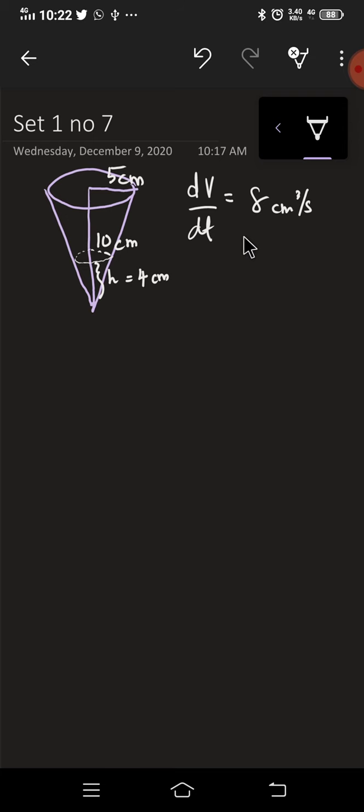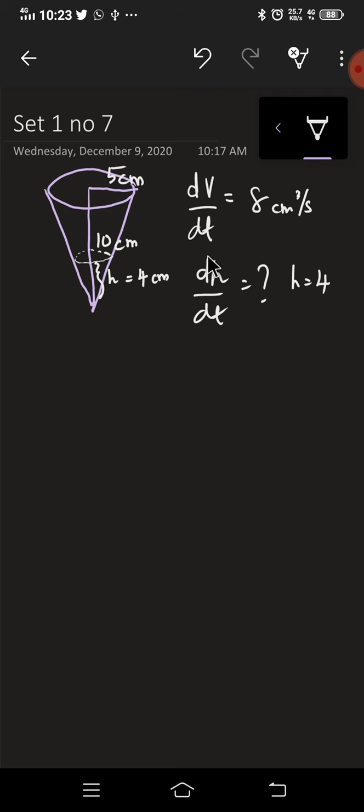So find the rate at which the depth of the water. So kalau kedalaman air maksudnya nilai H. So the rate of H. So we want to find dH/dt. What is the dH/dt? In the cone is increasing when the depth, when H is equal to 4.